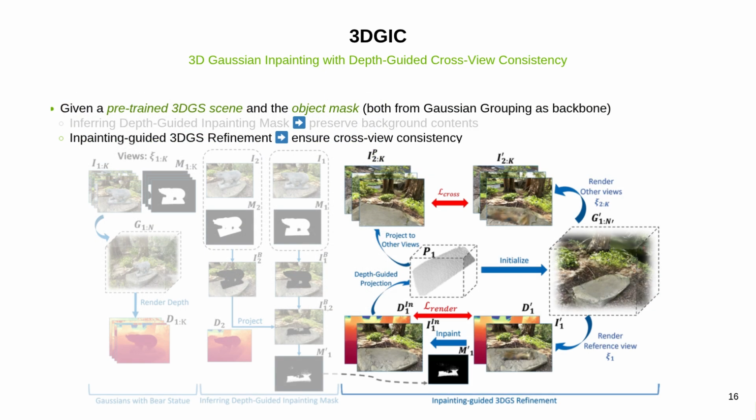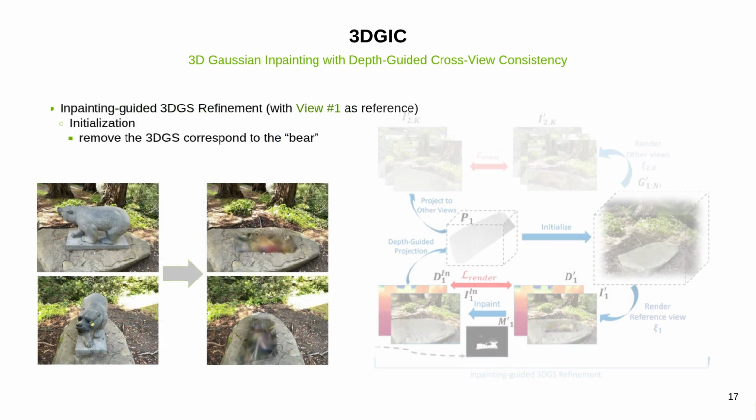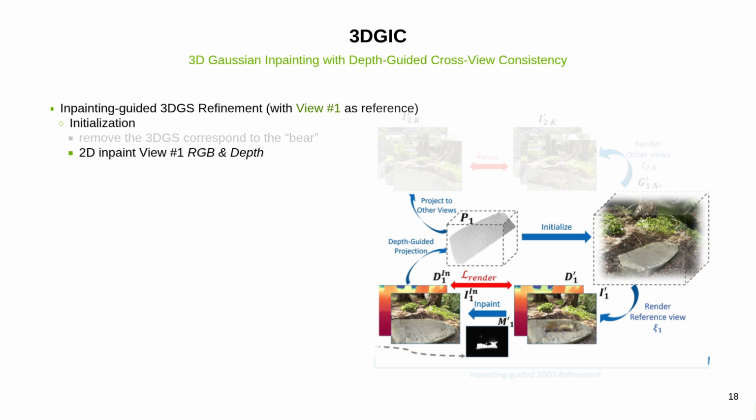Here's a visualization of this process. After we obtain a proper inpainting mask for each view, we can now apply inpainting. To initialize the 3DGS model to be inpainted, we first remove the Gaussians corresponding to the bear. Then we select a view as the reference view, say view number 1 again. We inpaint the RGB image and depth map rendered from the 3DGS model without the bear, using the previously obtained depth-guided mask as the inpainting mask. The inpainted RGB image of view number 1 is like a golden standard for inpainting the whole scene. So we project the inpainted regions in view number 1 to 3D space using the inpainted depth, denoted as P1.